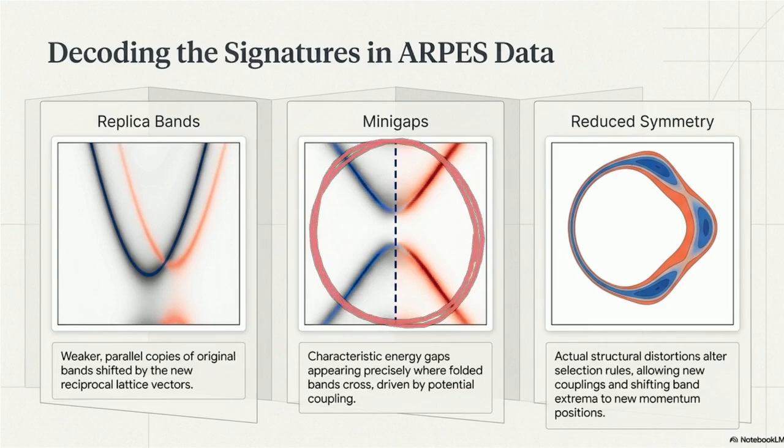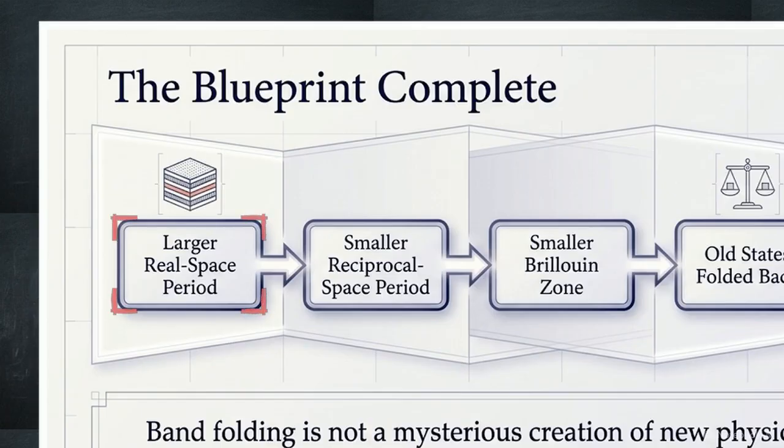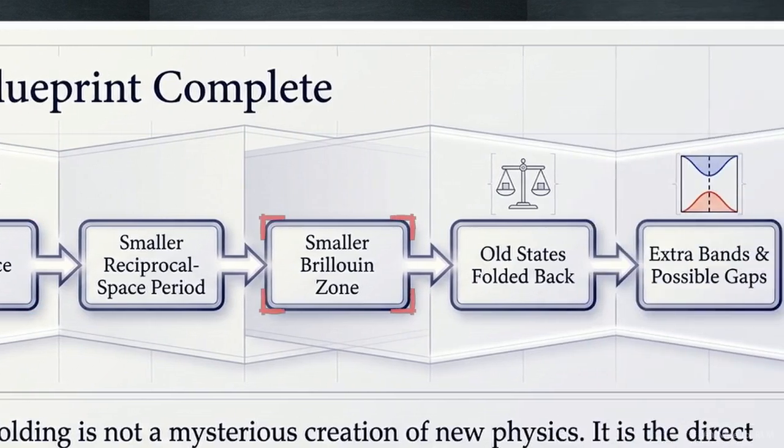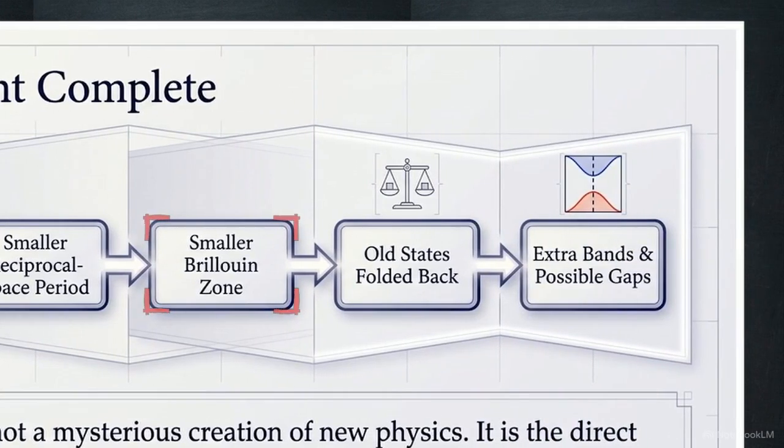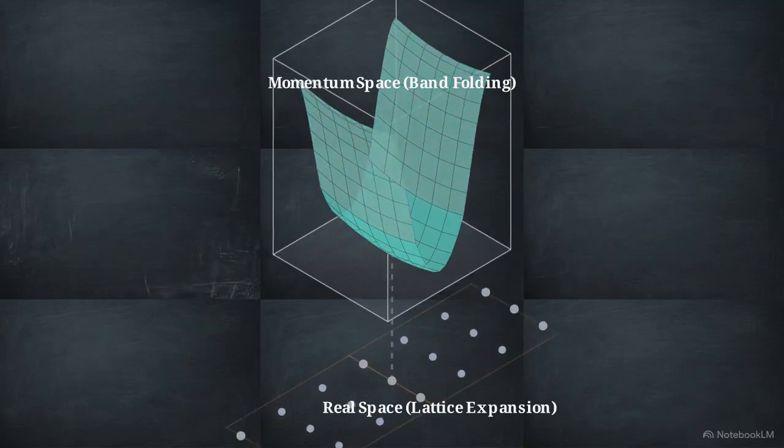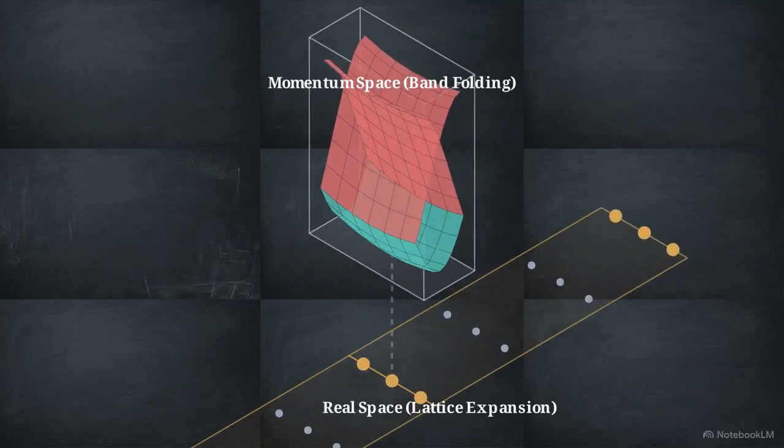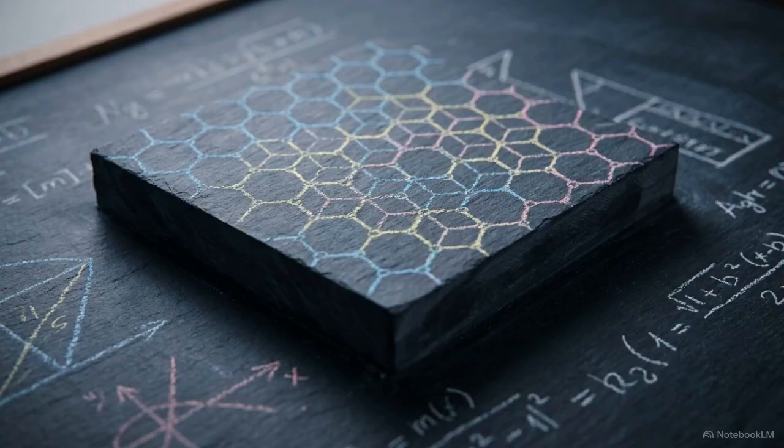This five-step process summarizes the journey. A larger real space period creates a smaller Brillouin zone, which forces states to fold and interact. Band folding maps the mathematical consequence of changing spatial periodicity. It illustrates how the geometric arrangement of atoms dictates the allowed energy states and electronic behavior of the material.